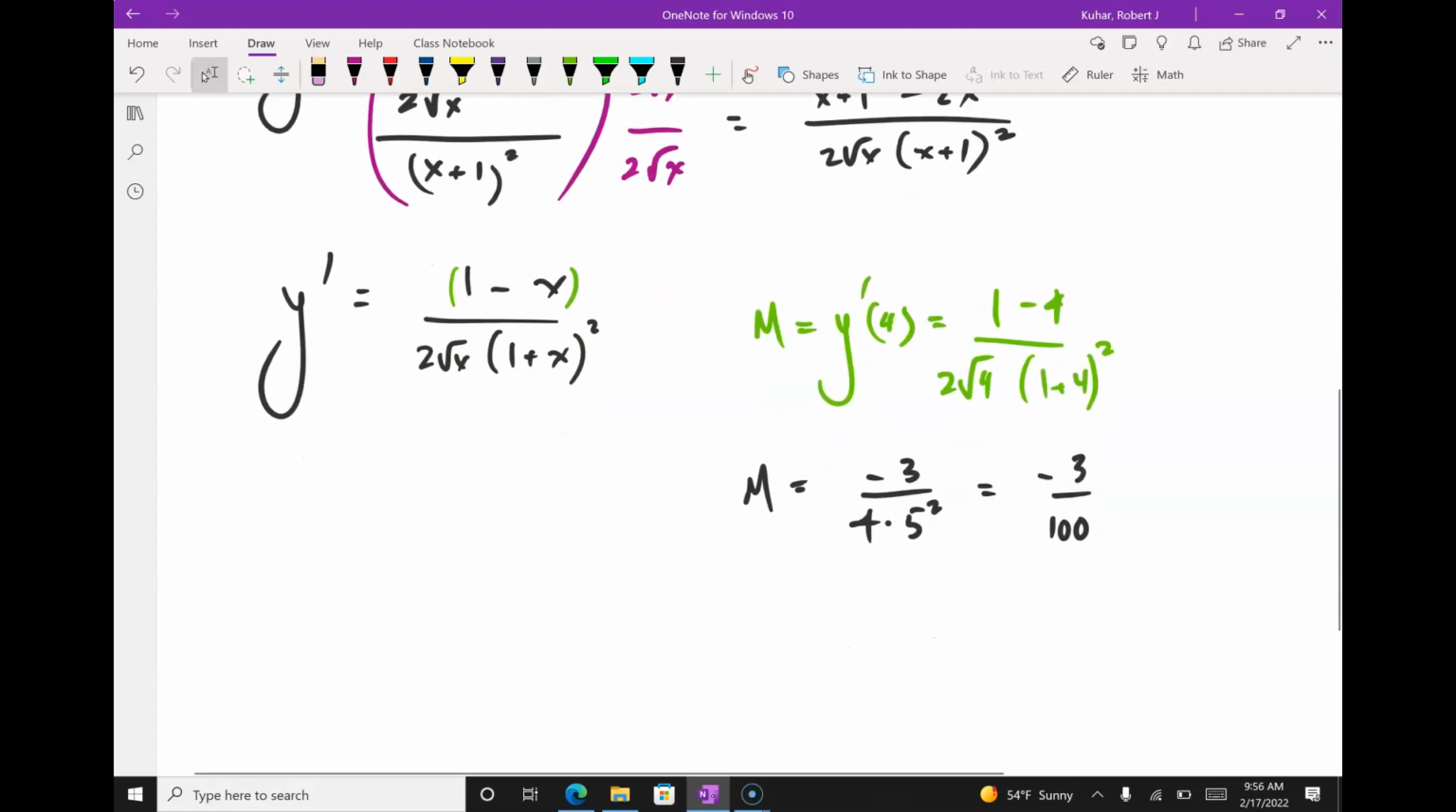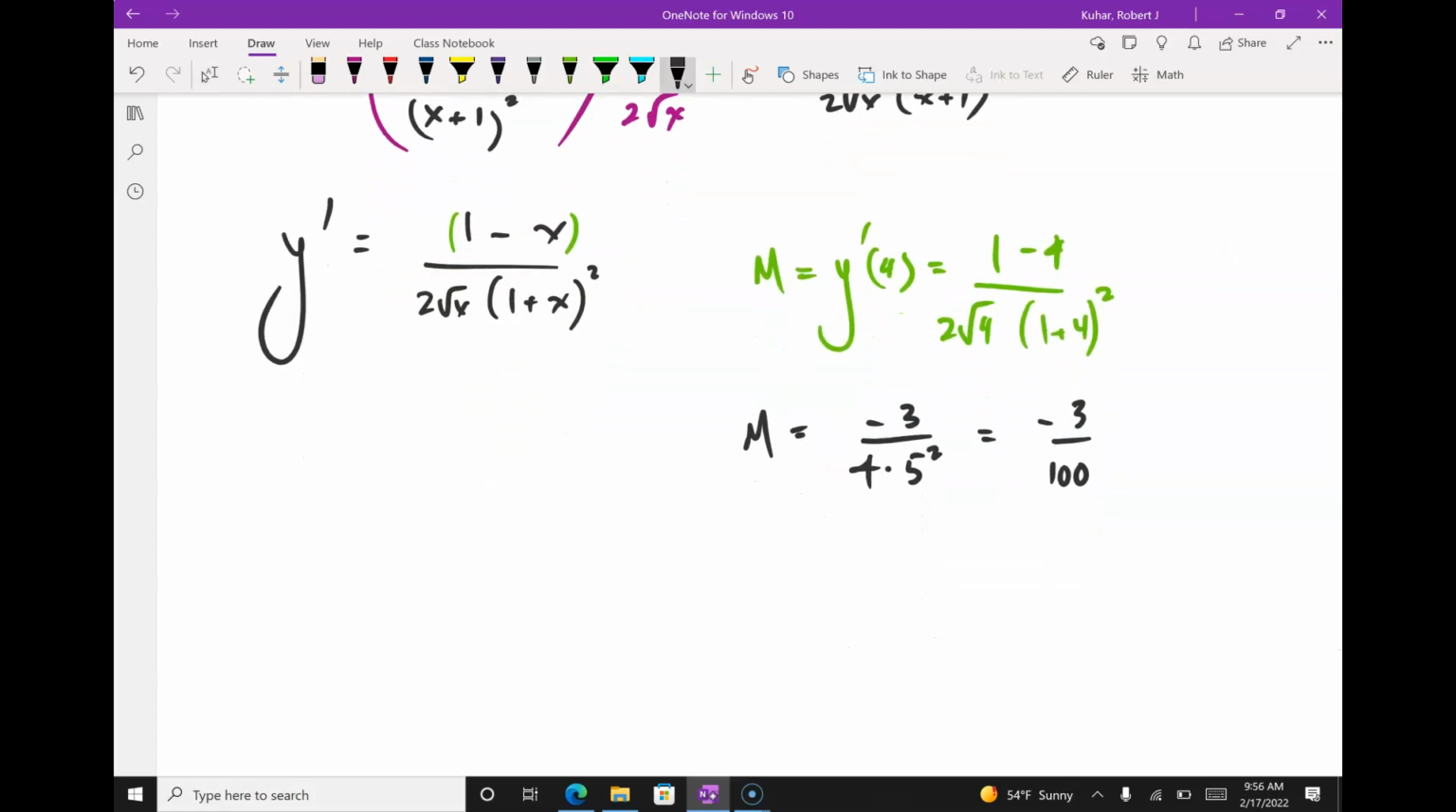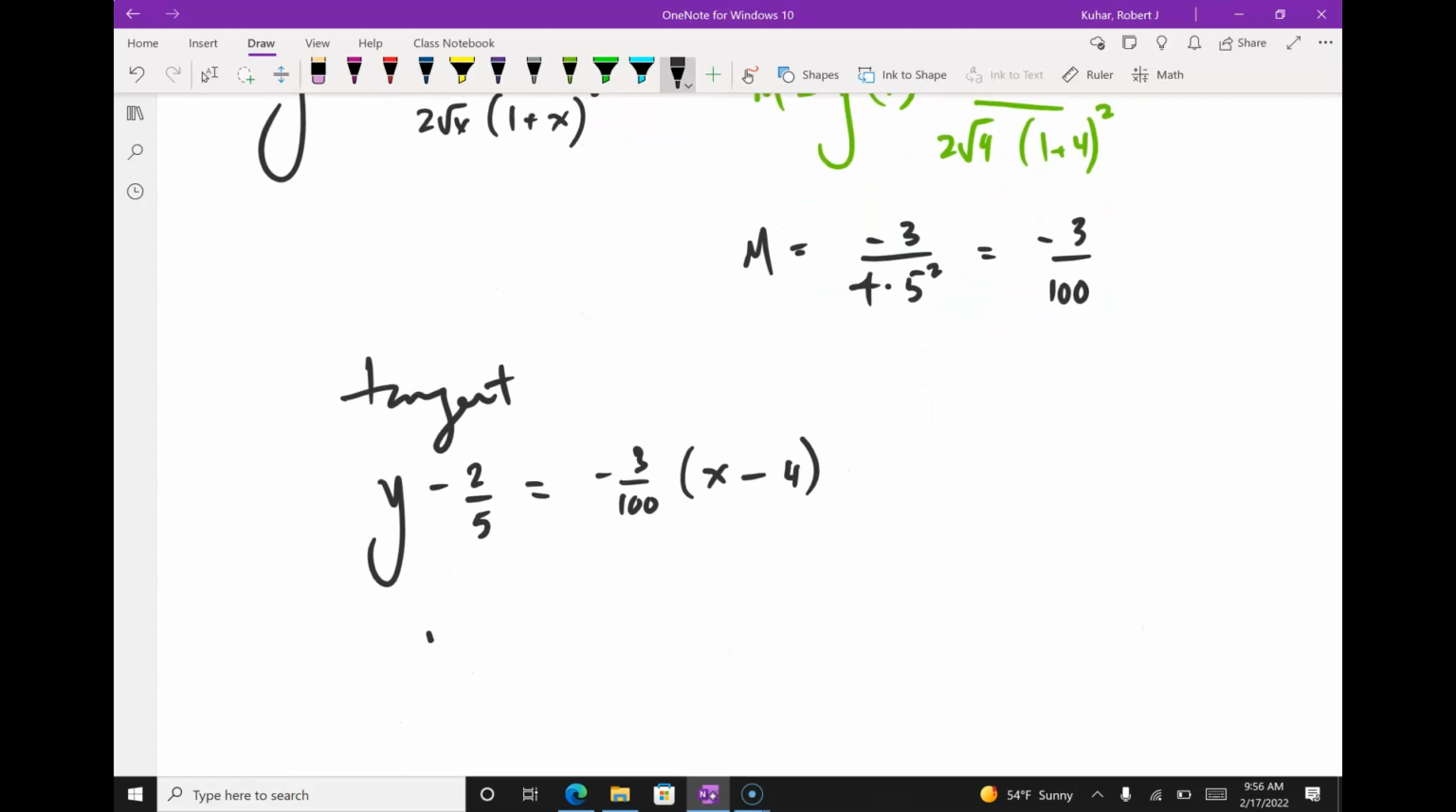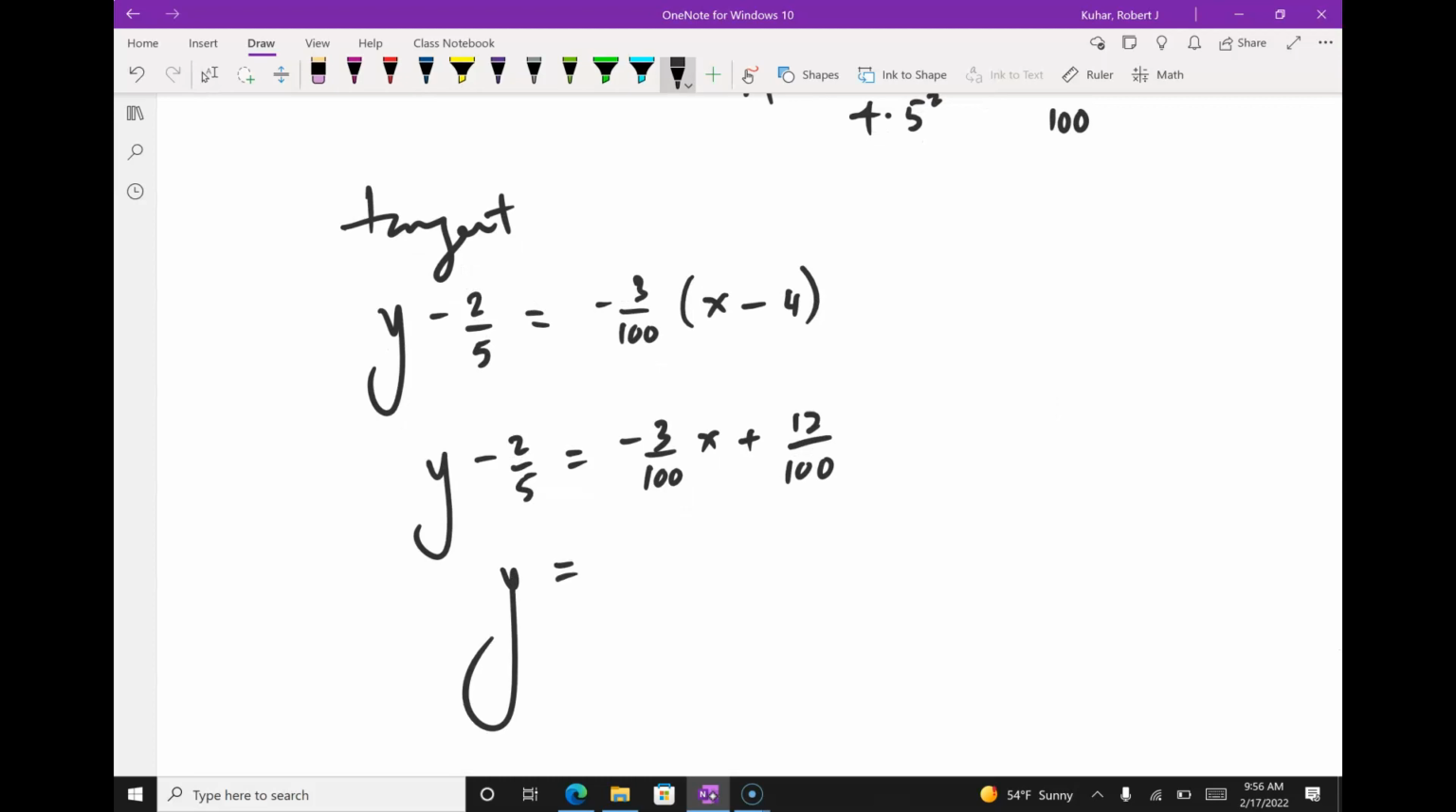All right, we're ready for our tangent line, yes? So what do I need for my tangent line? I have y minus 2/5 equals negative 3/100ths times x minus 4. Everybody knows where this is coming from, yes? Everybody's comfortable with the equation of a line. So y minus 2/5 equals negative 3/100ths x plus 12/100ths. It does reduce. I will probably reduce it, but I'm going to move my 2/5 over.